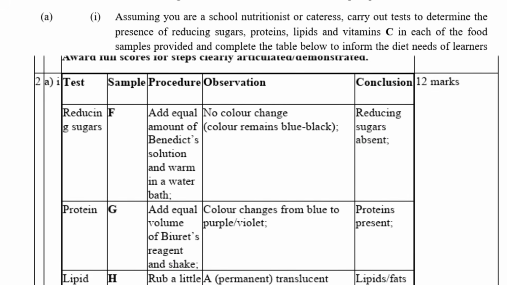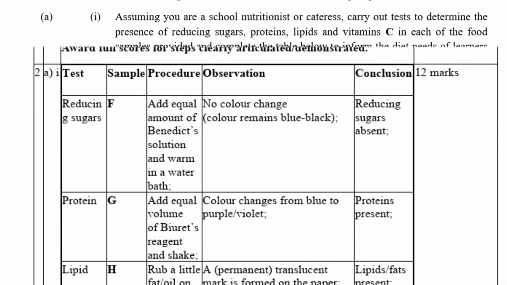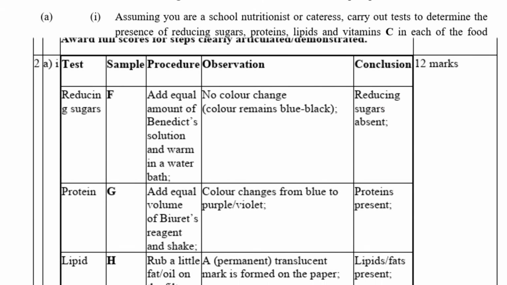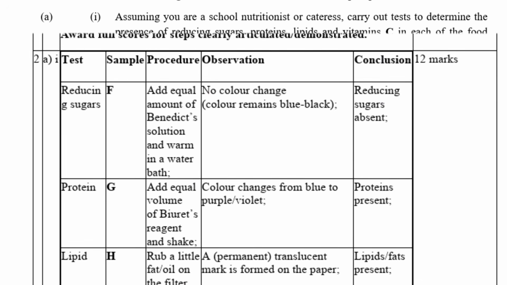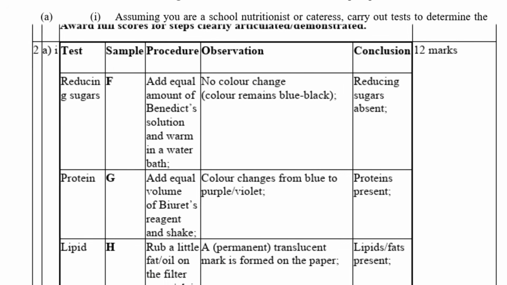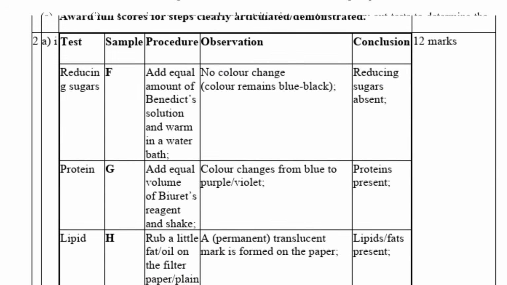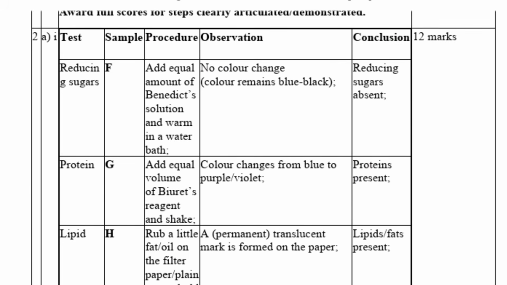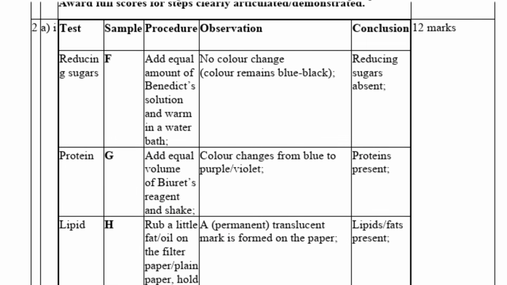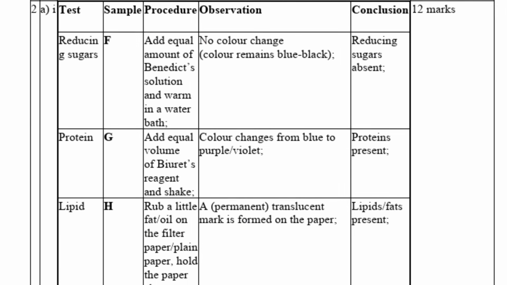Proteins, that is food sample G. Let's test for protein: add an equal volume of biuret reagent and shake. So you add first and shake. After, the color changes from blue to purple or violet. You indicate that the protein is present. Therefore, that's the conclusion: you'll say that protein is present.